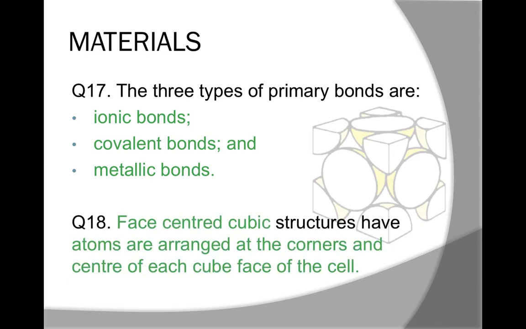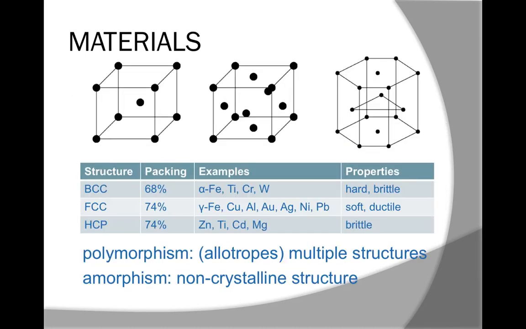Okay, face-centered cubic structures have atoms that are arranged at the corners and at the center of the cube face of each cell. So you can see that picture there. That's a face-centered cubic, which we often write as FCC. The other ones we need to know at this point are BCC and the hexagonal one, which is HCP, hexagonal close packed. So this one here is an FCC. There's also BCC. I would suggest that these are things worth knowing. So here we've got BCC, FCC, HCP. That's what they look like.